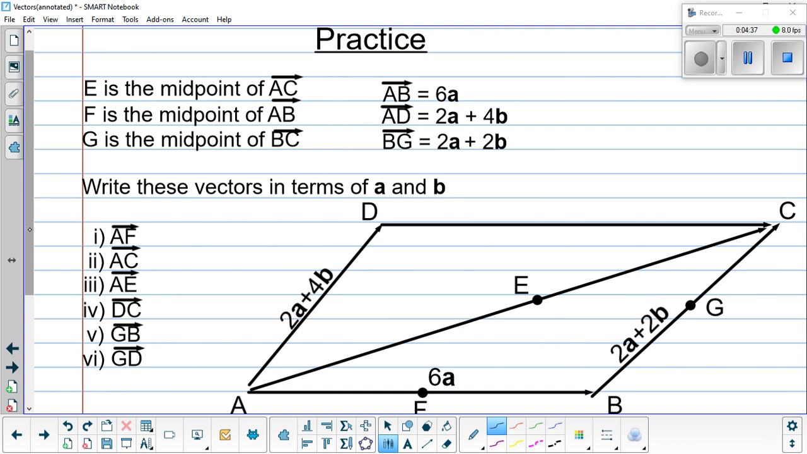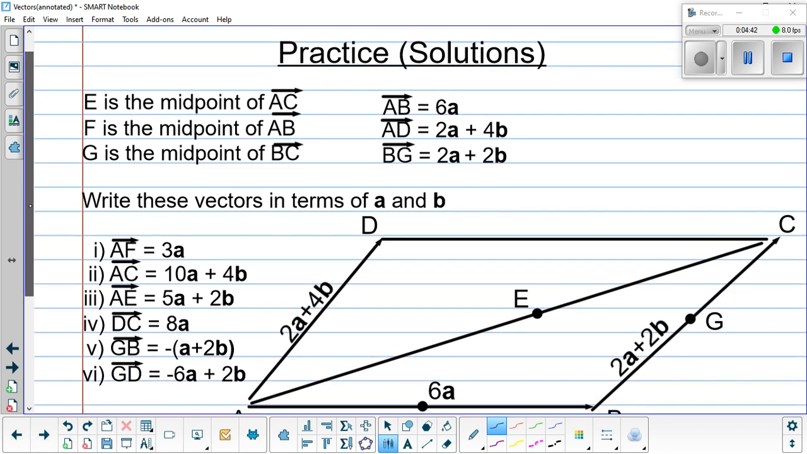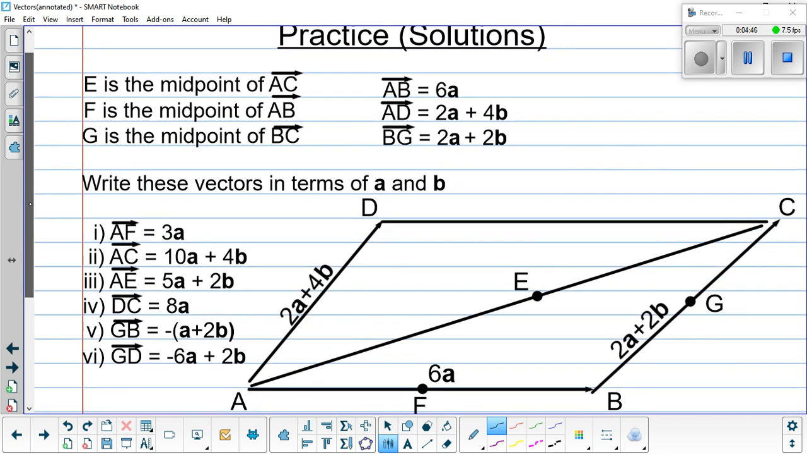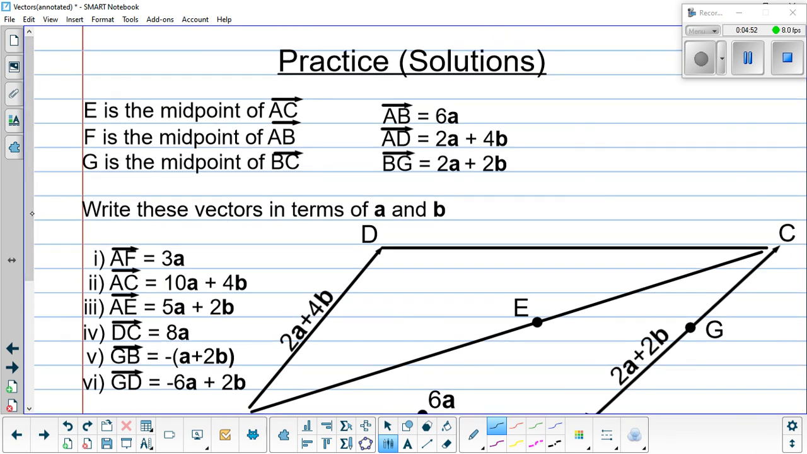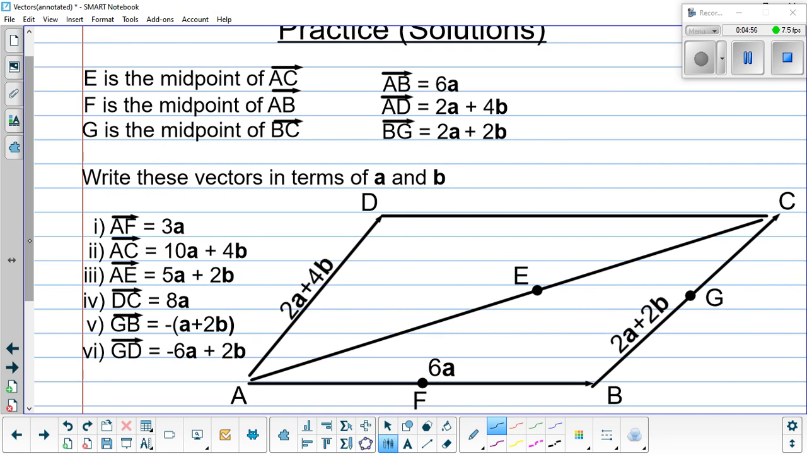All right, welcome. You're back. Let's go through the answers. I've put the solutions, and now I'm going to talk about them. So AF, that is our very first one we were asked to find. A to F, well, that was the midpoint. So if it was 6A all the way across, half it, 3A. That one's nice and simple when you're given it, just to find the midpoint.